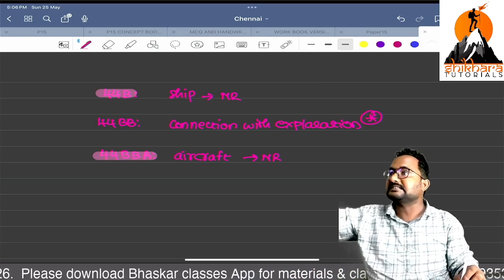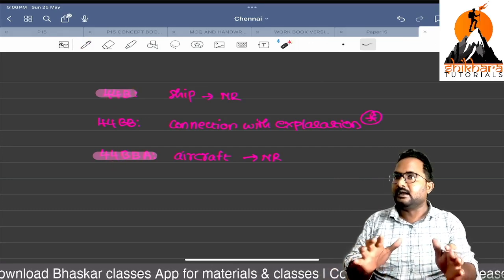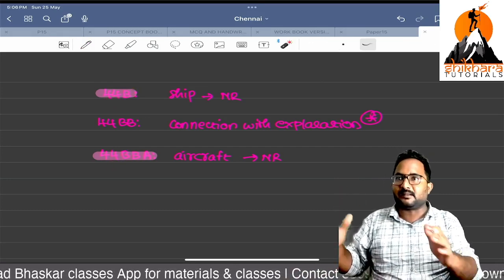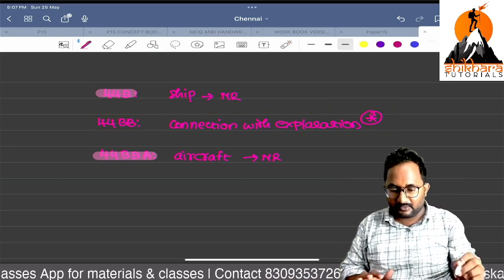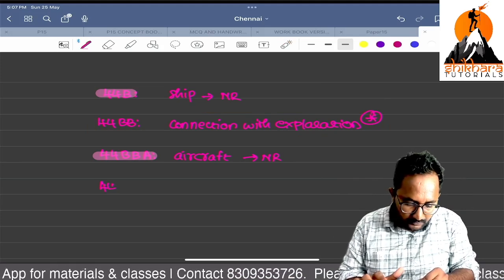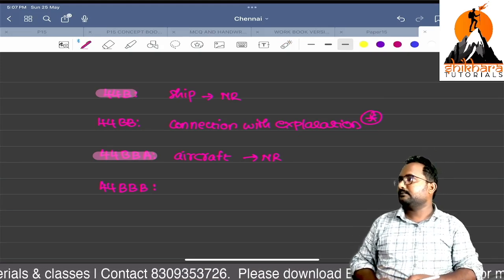Other provisions. While I am discussing these two provisions, I have not discussed that one can declare lower than the presumptive income. That option is not there, but in this section only that option is there. Now can you tell me what is the next section? Section 44BBB. Clear?